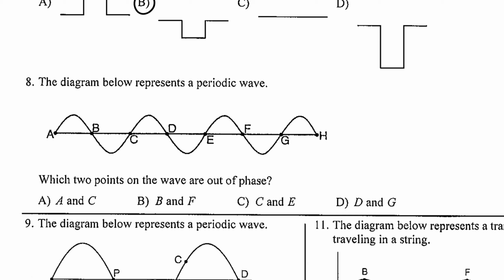Okay. Now we're talking about phase. So it says which 2 points on the wave are out of phase with each other. So we're looking for something that's 180 degrees out of phase. Or maybe it could be 90 or 270, but we definitely don't want it to be in phase. So at points A and C, here's A, here's C, and they are in phase.